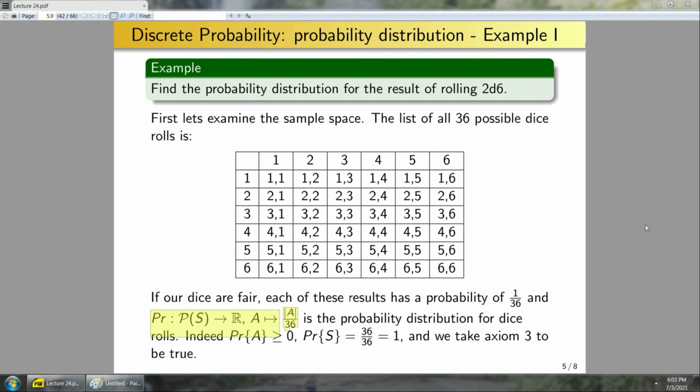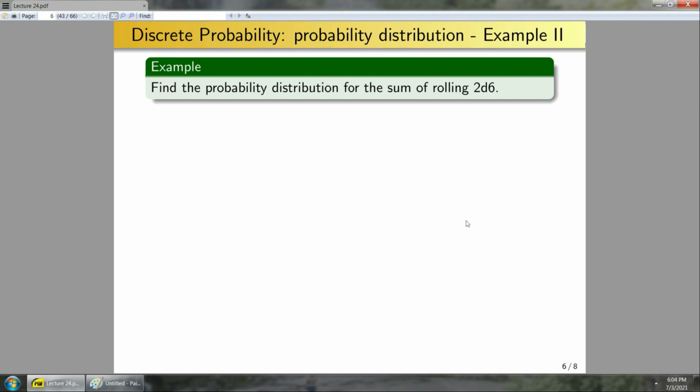But that's not the only probability distribution function I could potentially build based on experiments of rolling 2 die. For many board games, I don't care about what the individual dice rolls were, I care about what the sum was. So let's find the probability distribution for the sum of rolling 2d6.